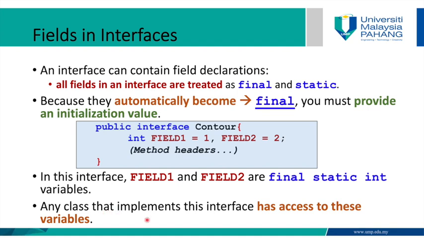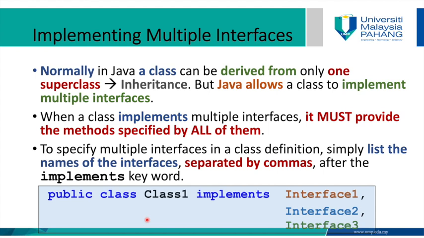So let's continue. Normally in Java, a class can be derived from only one superclass, which is inheritance. But Java allows a class to implement multiple interfaces. So if you want to do multiple inheritance, you can use interfaces instead of regular classes. When a class implements multiple interfaces, it must provide the methods specified by all of them.